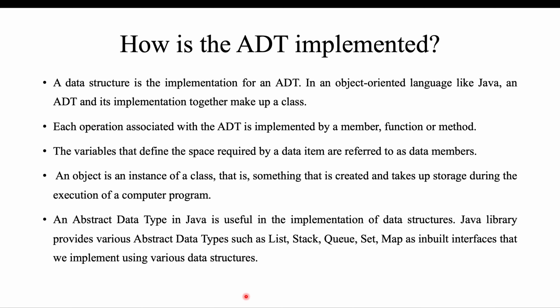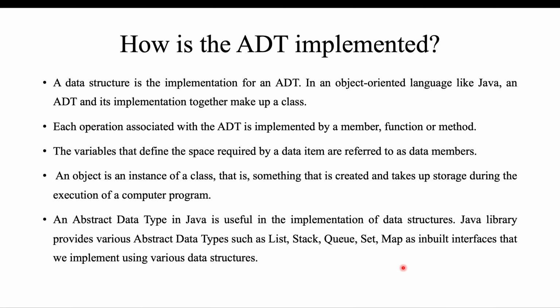Now we can consider that abstract data type in Java is useful in the implementation of data structures. There are various types of abstract data types which the Java library facilitates us with, such as list, stack, queue, set, map. These are inbuilt interfaces which we can implement during various data structures. For example, we have already done stack, we have done queue, and we also know about lists, set, map. All those things are already inbuilt.